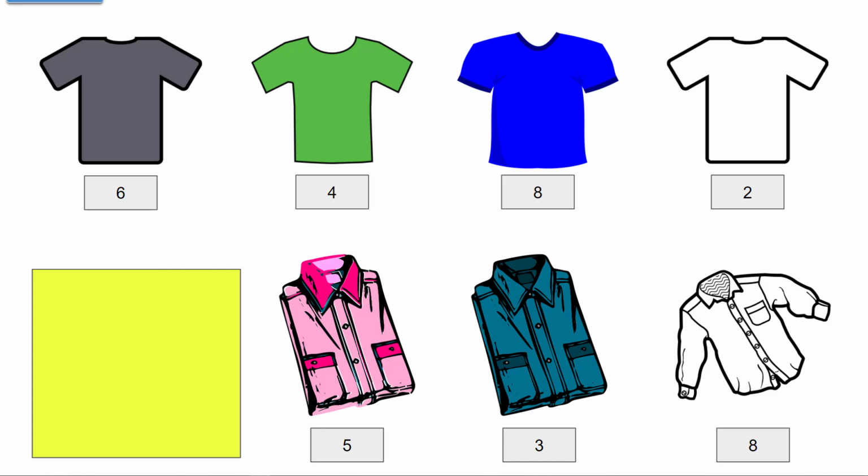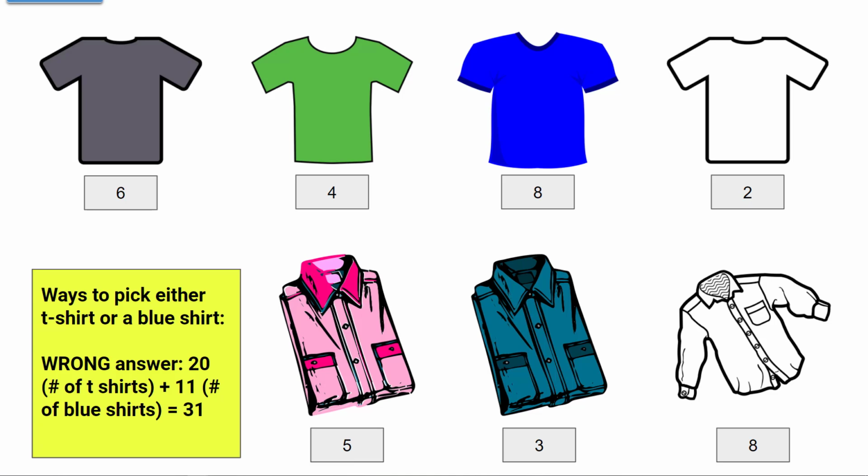You might answer by saying there are 20 t-shirts. And looking at the blue shirts, there are 3 blue dress shirts and 8 blue t-shirts for a total of 11 blue shirts. So the additive principle would say there are 20 plus 11, or 31 ways to pick a shirt that's either t-shirt or blue. But this is incorrect, and here is why.